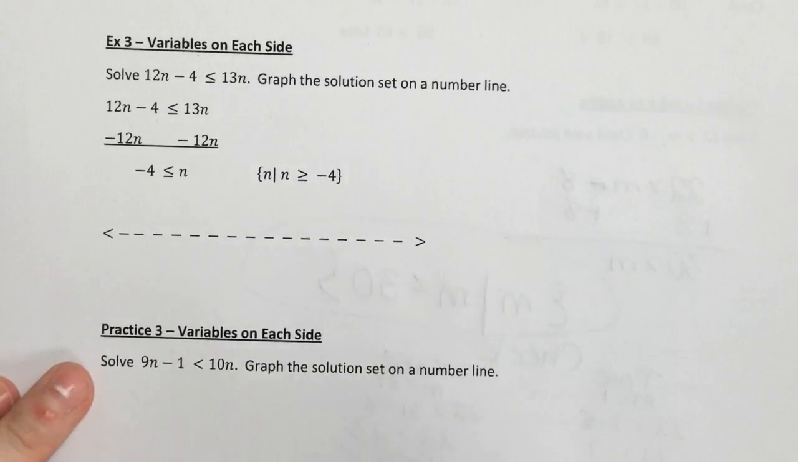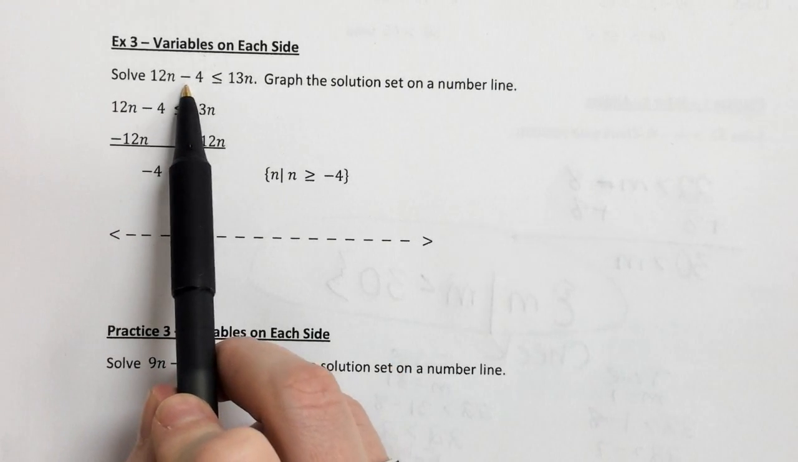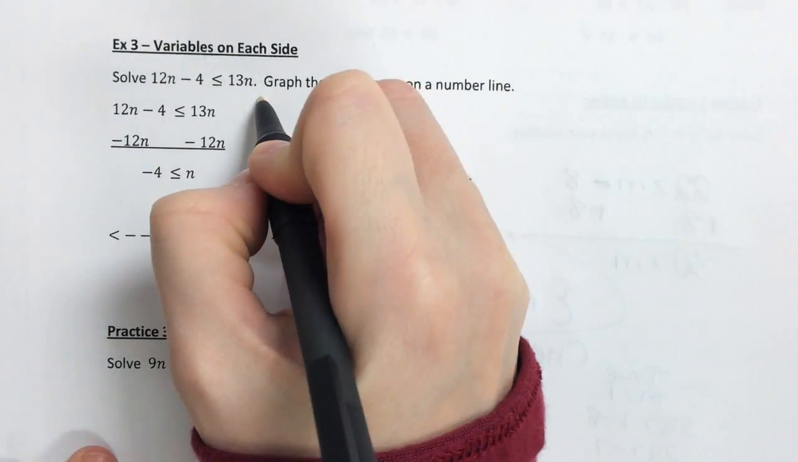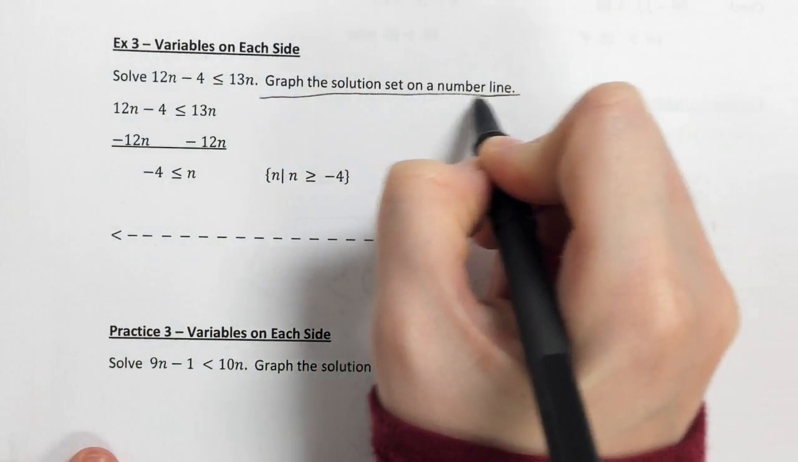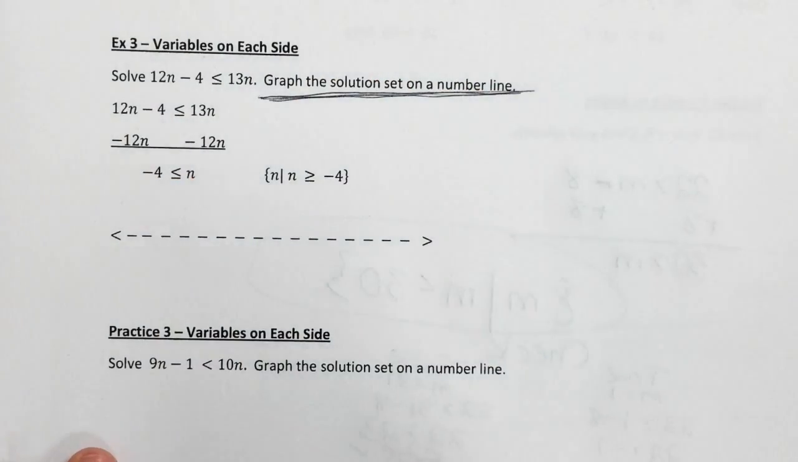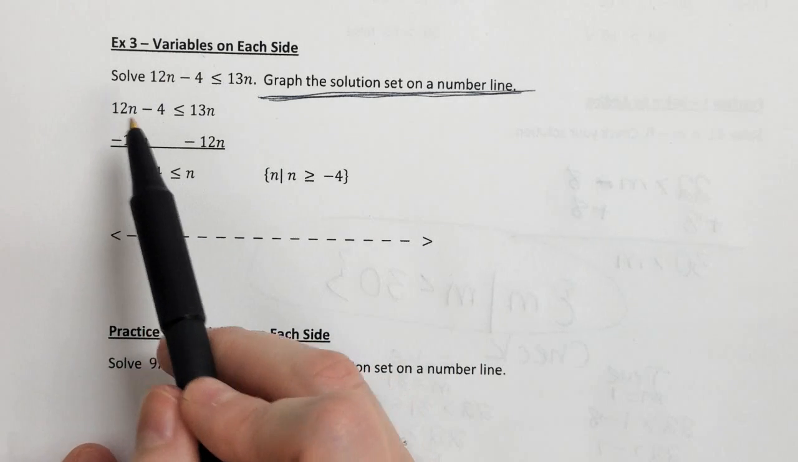Okay, so variables on each side. Solve 12n minus 4 is less than or equal to 13n. And this time we're also going to graph the solution set on a number line. So you know how to do this. This is just like a normal equation.